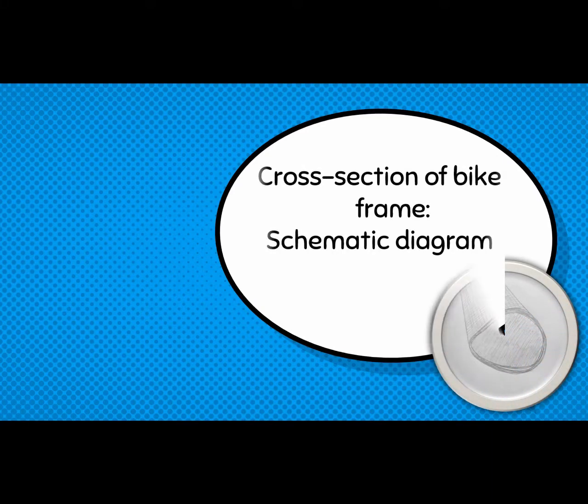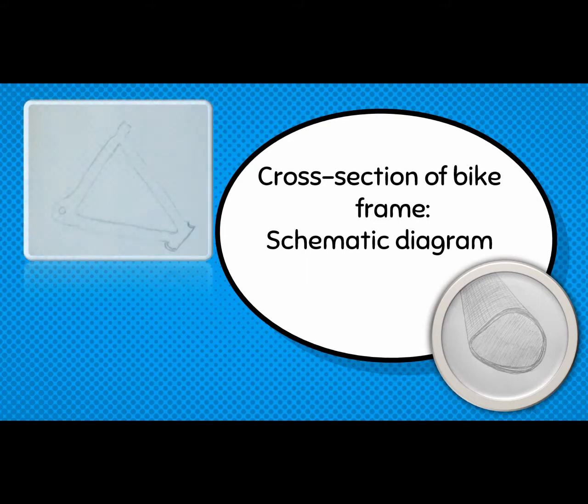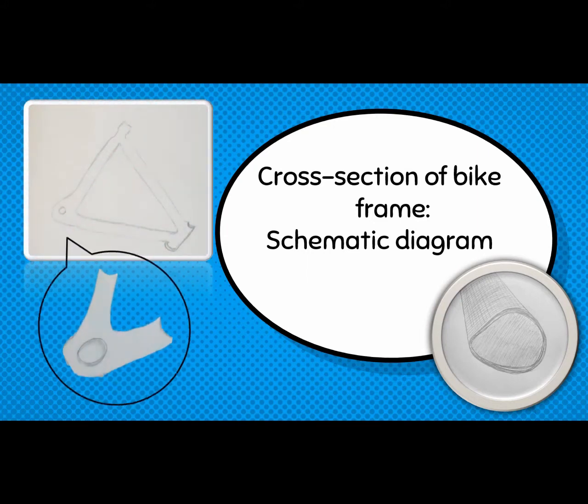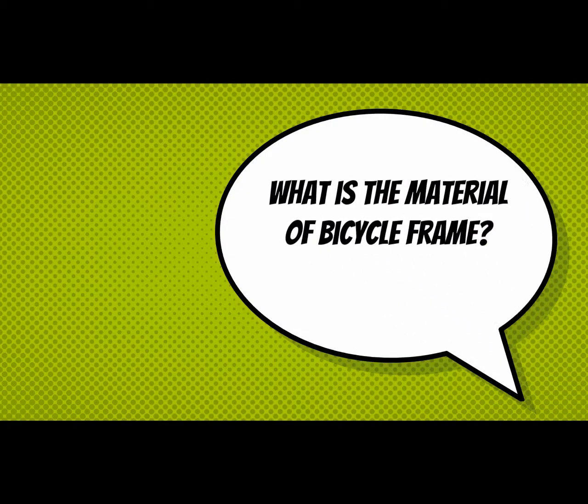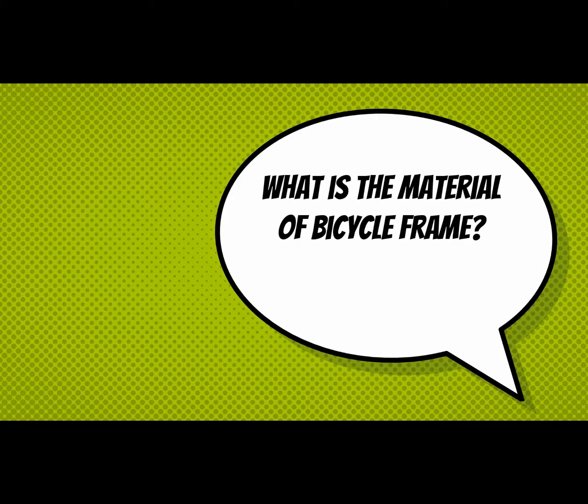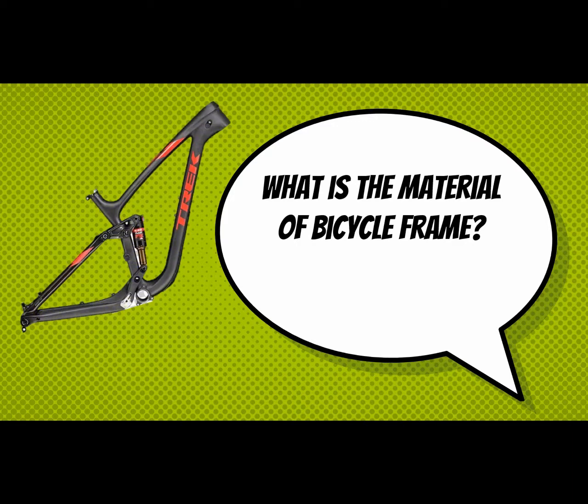This is the schematic diagram of the cross-section of the bike frame, both vertical and horizontal cut of the body, which we have drawn manually. So, what is the material of a bicycle frame? There are many types of bicycle frame materials such as steel, aluminium, and titanium. For this assignment, we have chosen carbon fiber as the material of the frame.